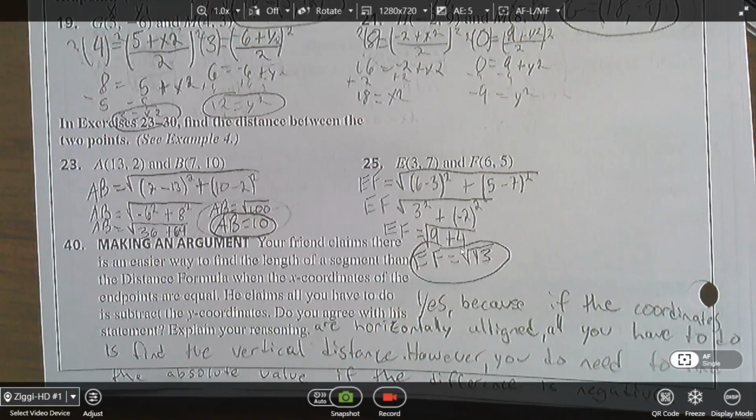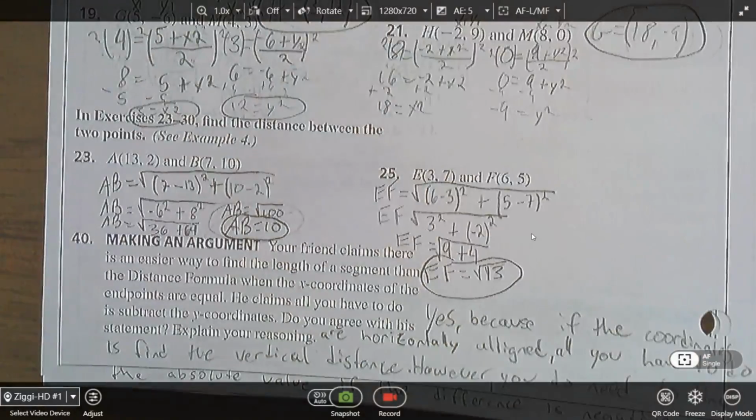All right, so 3 squared is 9. And then, yeah, square root of 13 is irreducible, but we could get a decimal approximation. But I'm a fan of the square root of 13.